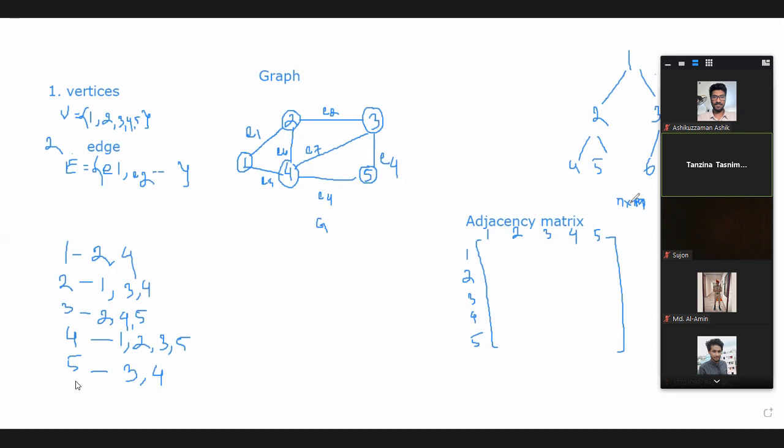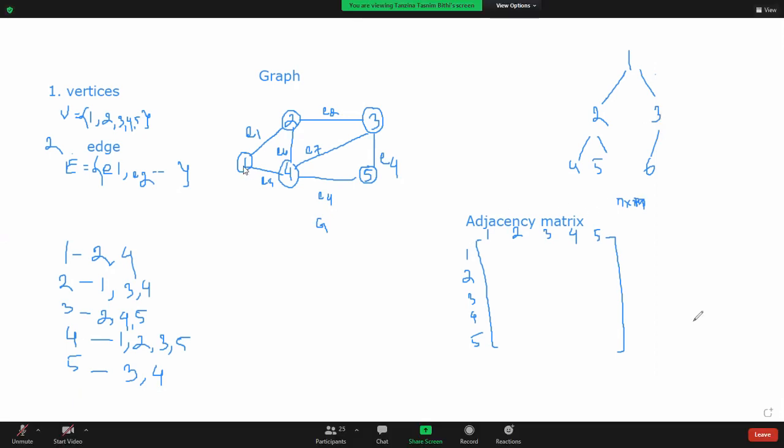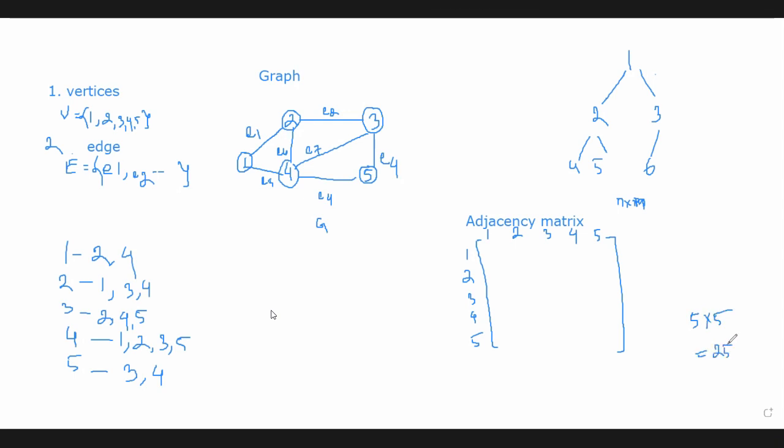An adjacency matrix is an n into n matrix, and here n equals 5, so there will be a total of 25 cells. 5 into 5 equals 25. Okay, so now look at the graph. The first row is for the node 1, and here we have to find the relationship between 1 and 1, 1 and 2, 1 and 3, 1 and 4, and the last one is 1 and 5. Okay, so how can we find out the relationship?